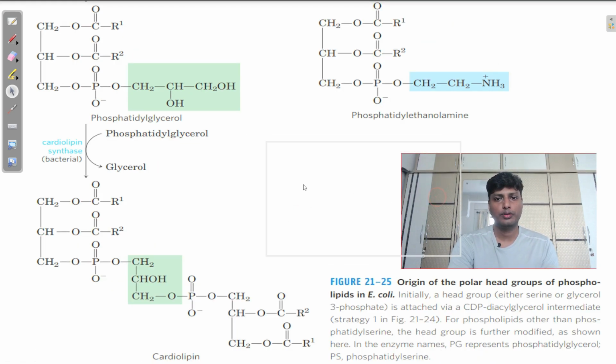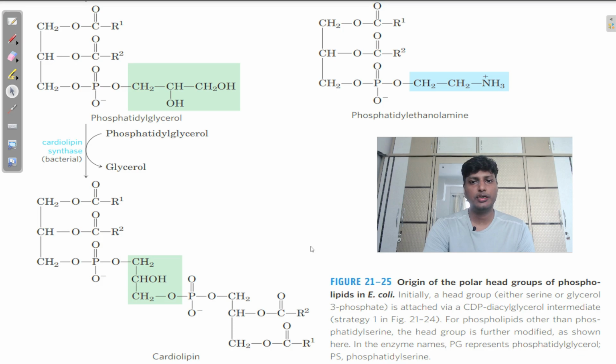Now you can see here that there is a formation of an important phospholipid called cardiolipin, and how this cardiolipin is formed is majorly by connecting two phosphatidyl glycerols. So here you can see this is one phosphatidyl glycerol, this is another phosphatidyl glycerol. So when two phosphatidyl glycerols combine, there is removal of a single glycerol and the net resultant structure is basically a type of phospholipid which is known as cardiolipin.